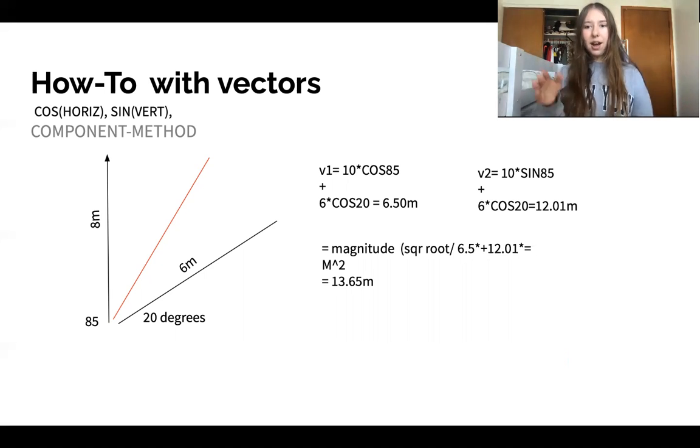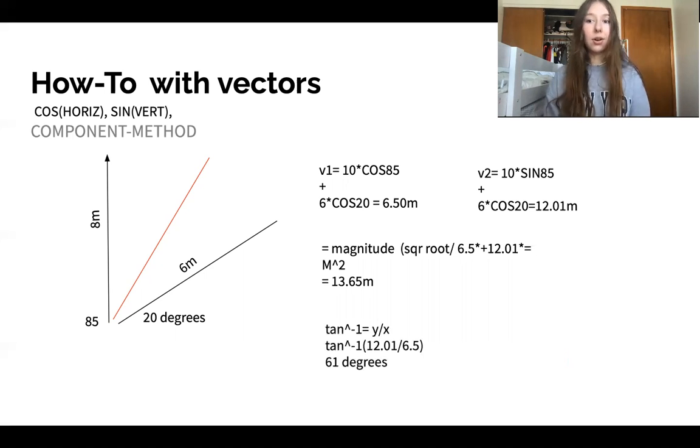Now we need to find how far it is from the center, because it's like right there. You can find it by doing the tangent inverse of y over x, or sine over cosine. So when we do that, we get 12.01 over 6.5, which equals 61 degrees.